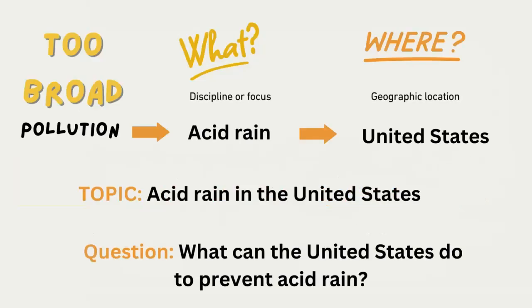Here's an example. The general research topic is pollution, which is too broad. So I ask the question, what? And I narrow it down to acid rain and also where. And I narrow the geographic location to the United States. So the topic is acid rain in the United States. And my question is, what can the United States do to prevent acid rain?